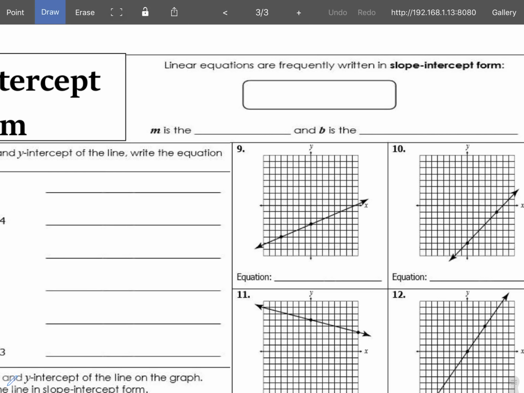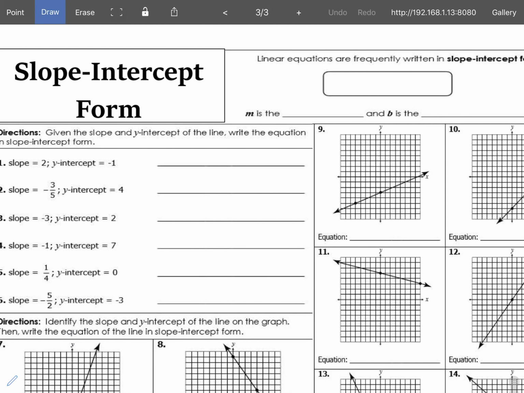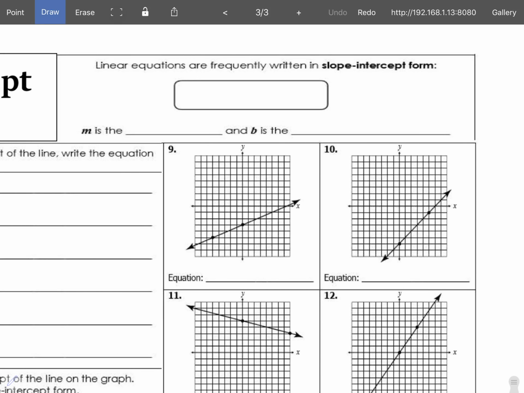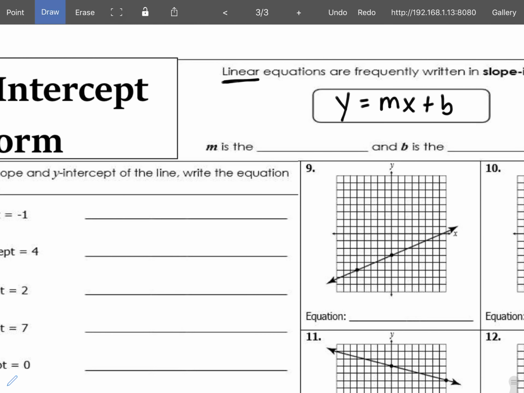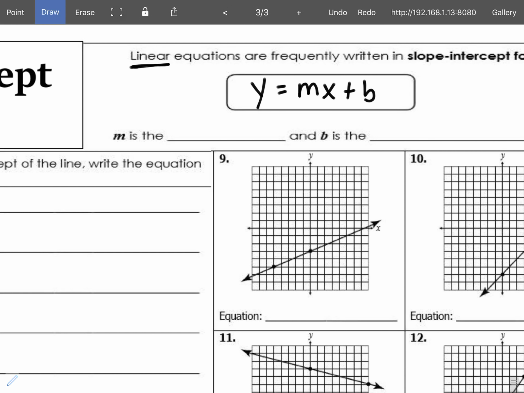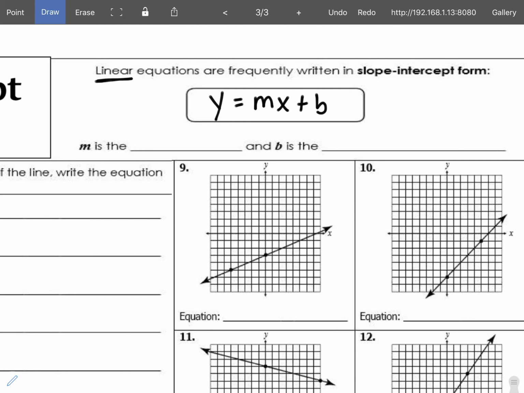So please pay attention. Linear equations are frequently written in slope-intercept form. So this right here, slope-intercept form, that's what we're talking about in these notes, okay? This is how you write an equation in slope-intercept. Also, what is a linear equation? What does it mean to be linear? Here's examples all the way down here. Do you see how all of these examples, all of these graphs have lines? They're just straight lines, right? That's what it means to be linear. Linear means straight line, okay? So linear equations, or equations that are straight lines, are frequently written in this form.